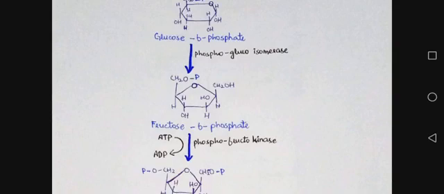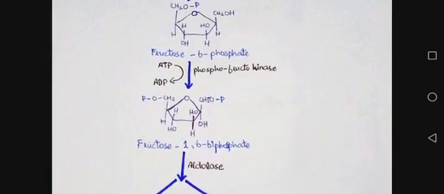What are isomers? Isomers are compounds which have the same molecular formula but different structural formula, as glucose and fructose are isomers of each other, which have the same molecular formula. Now, in the next step, fructose 6-phosphate is converted into fructose 1,6-bisphosphate and the enzyme involved is phosphofructokinase.